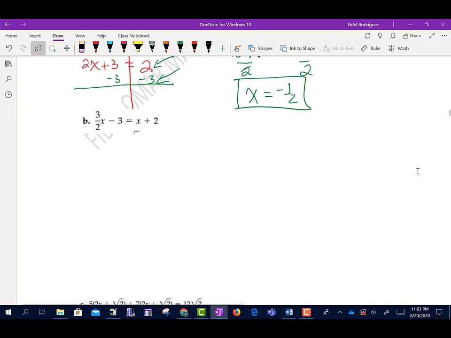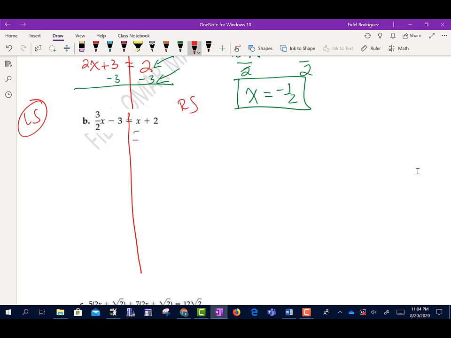All right. Let's do the same thing for the next problem. Okay. First I'm going to draw my line all the way down. Remember what we have, the left side and the right side. Okay. I'm going to do the same thing I did before. I'm going to put all my x's on the left side.